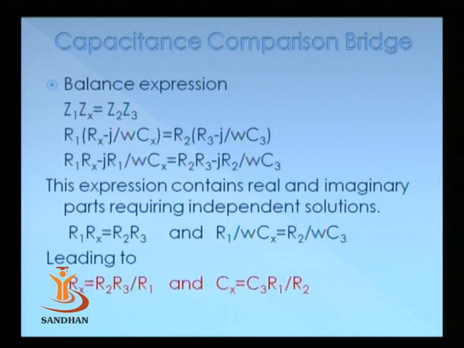In the same way, you can solve for the unknown value of capacitance and resistance. Here Cx is the capacitance of the unknown capacitor, and Rx is the leakage resistance of the same unknown capacitor.